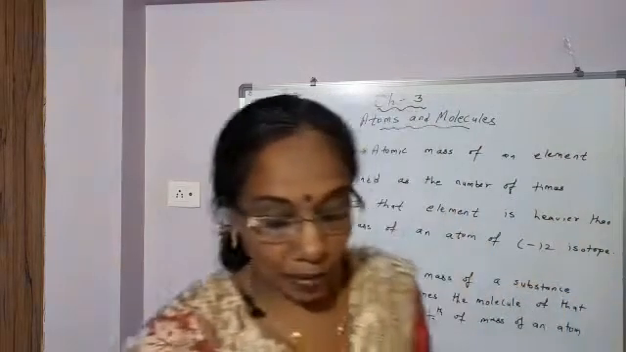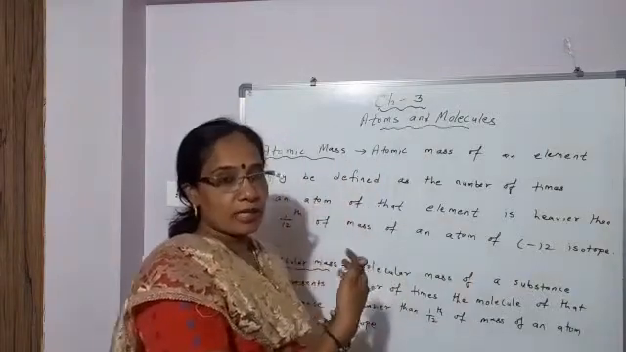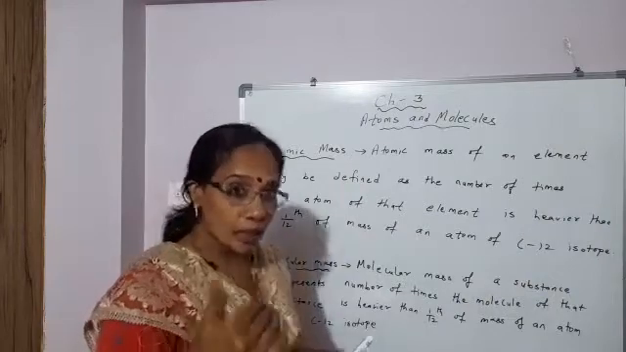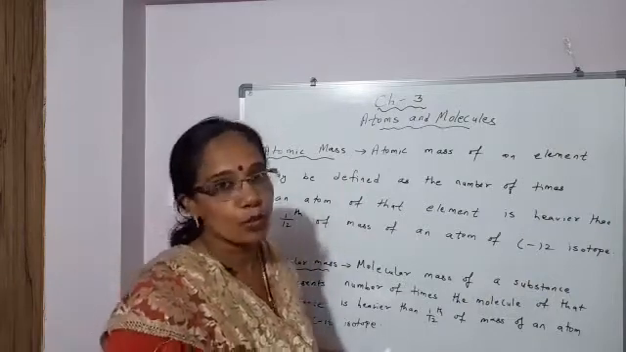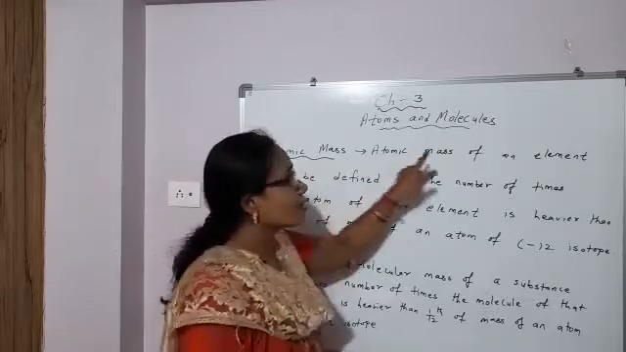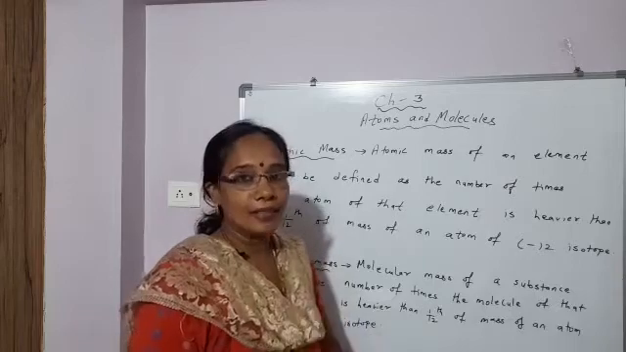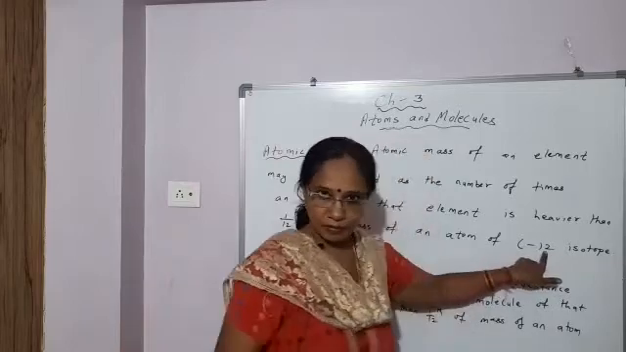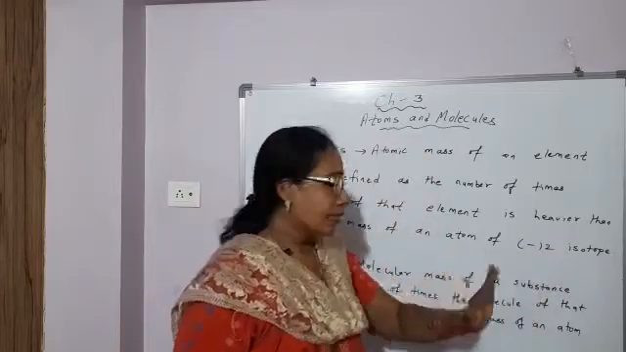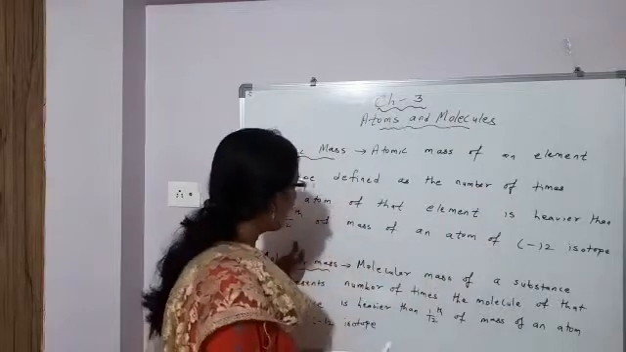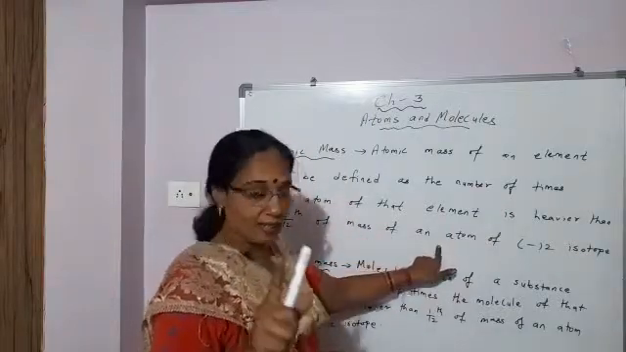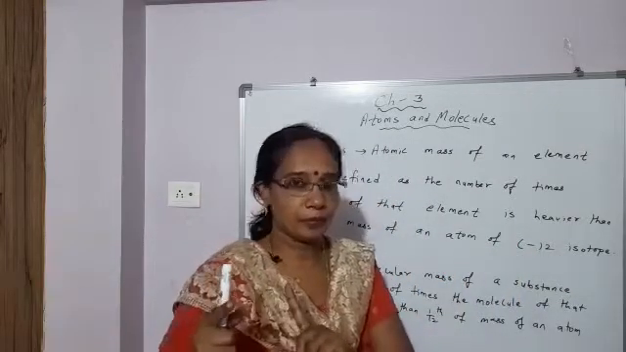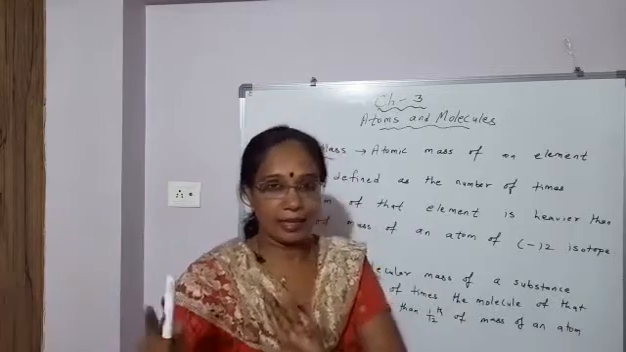Next students, atomic mass. Just now I discussed atomic mass unit. What is atomic mass unit? It is equal to 1/12 of the mass of an atom of carbon 12 isotope. So to find out the atomic mass of the elements, the standard element taken for reference was carbon, whose mass number is 12, carbon 12 isotope, and its 1/12 part. 1/12 part of the mass of an atom, meaning one atom of carbon 12 isotope, was taken to be 1 U on atomic scale. 1 unit on atomic scale.